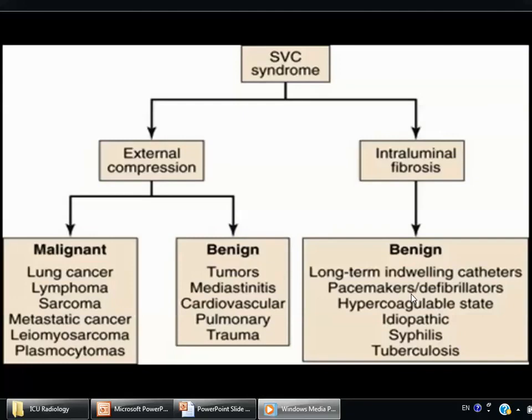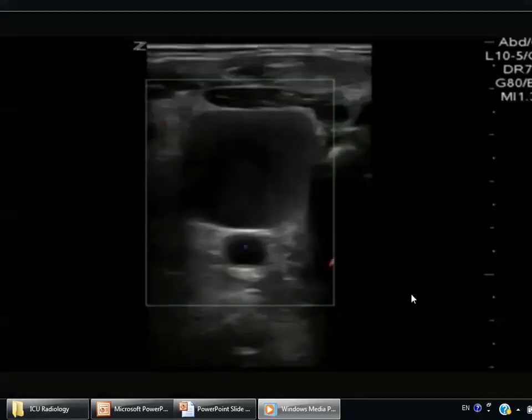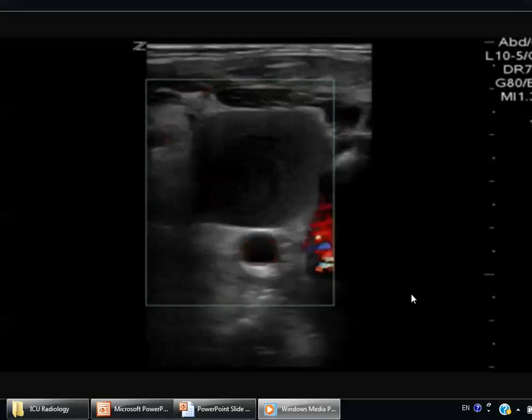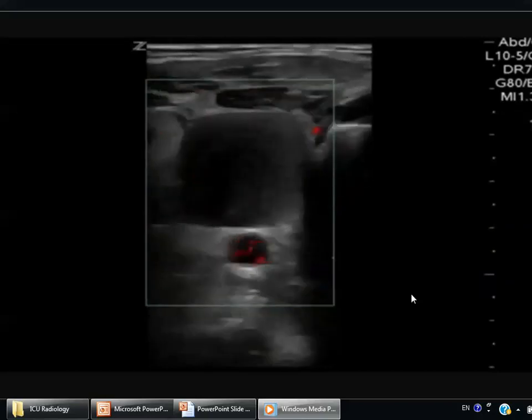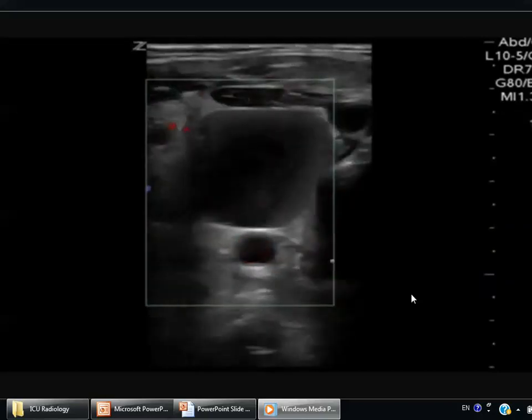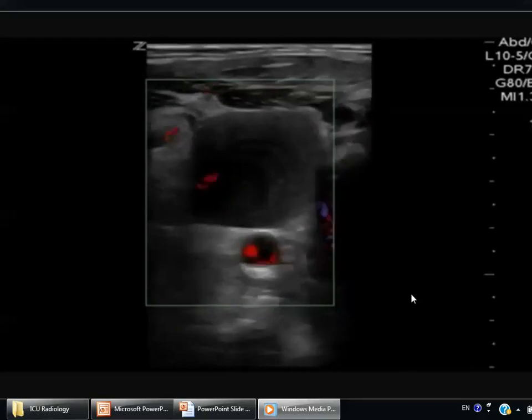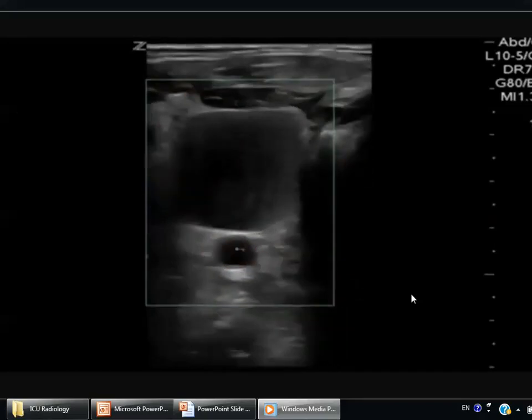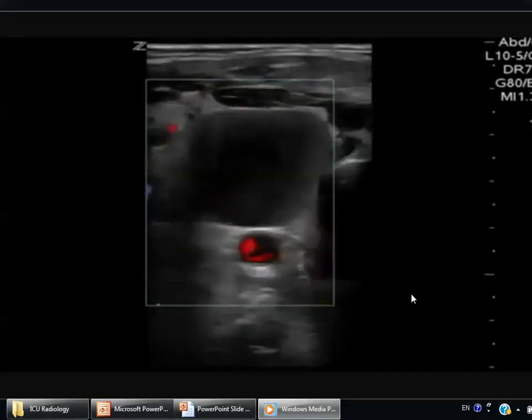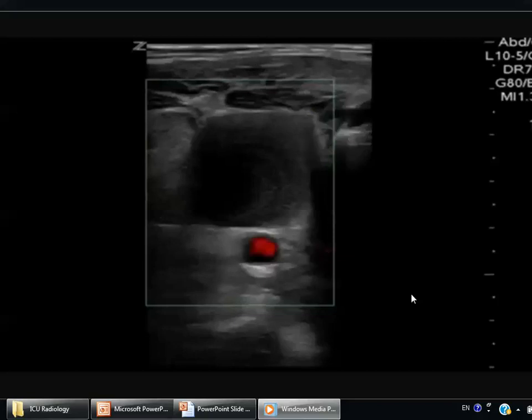Now, SVC syndrome can have multiple etiologies, but basically it's either from external compression or some internal blockage, mostly a clot. That external compression is almost always a mass, and that can be malignant or benign. You're hoping that's benign, but just like my pathology professor used to say, the good news is it's benign, the bad news, it killed you.